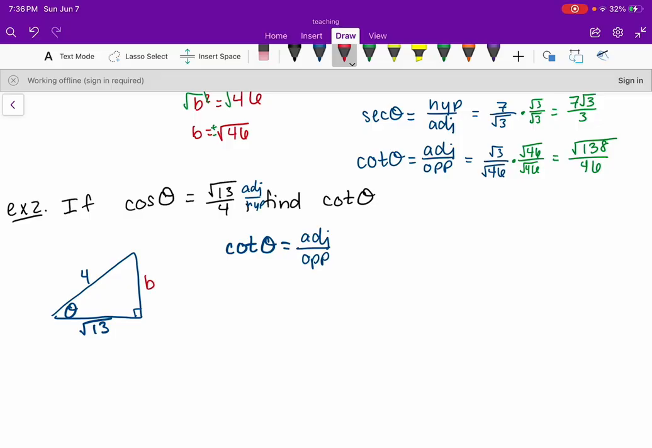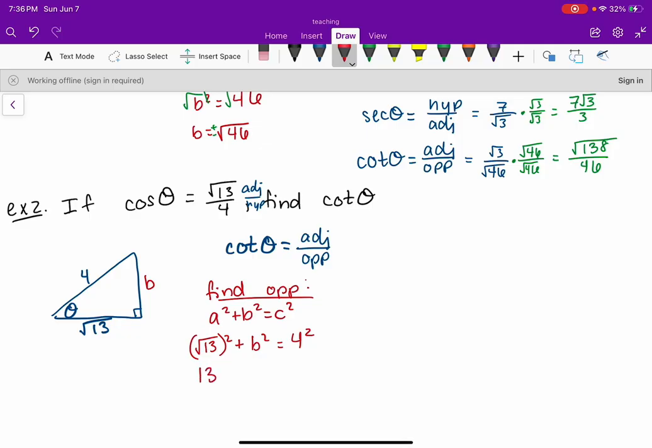Hopefully you said Pythagorean theorem. So if I use Pythagorean theorem here, I need to find the opposite side. I'm going to say I have a squared plus b squared equals c squared. So square root 13 squared plus b squared equals 4 squared. 13 plus b squared equals 16.